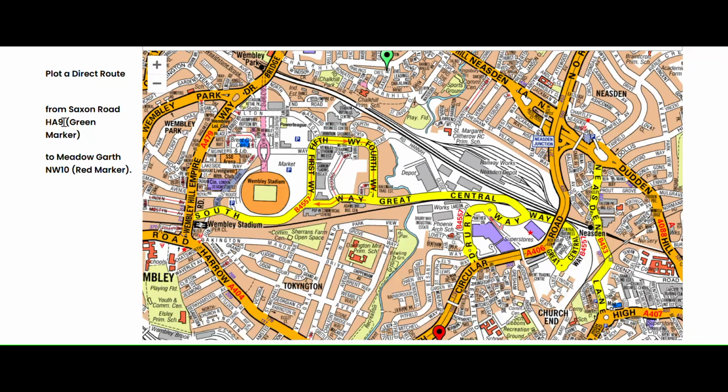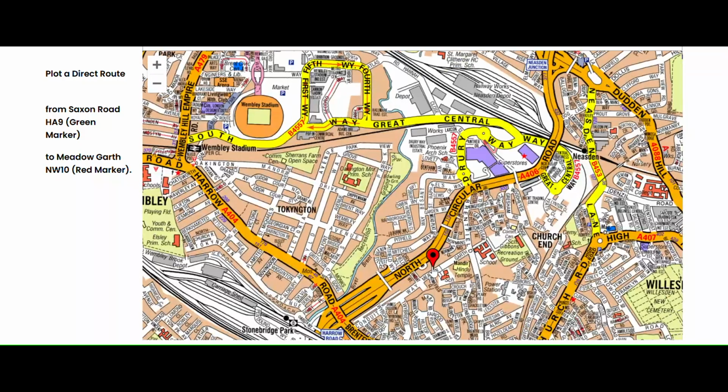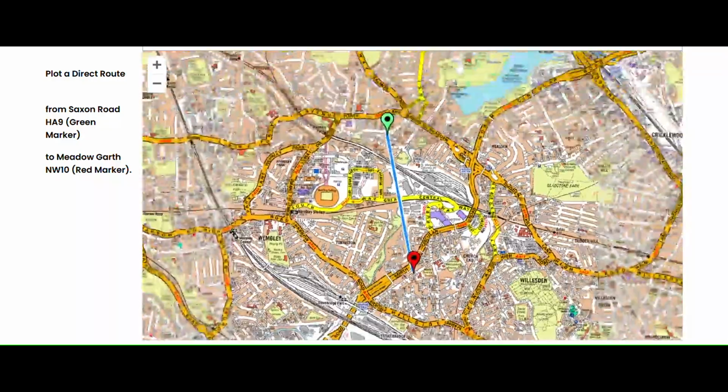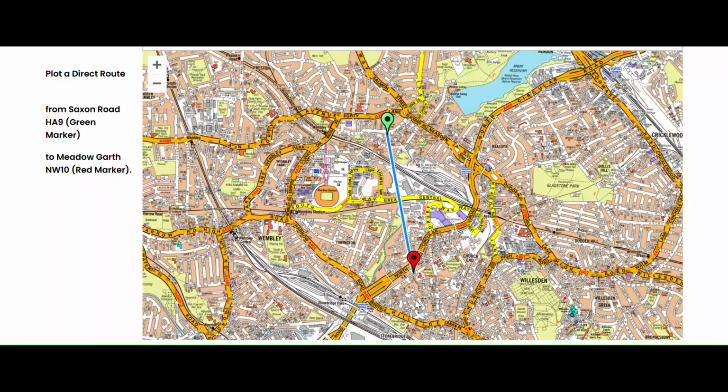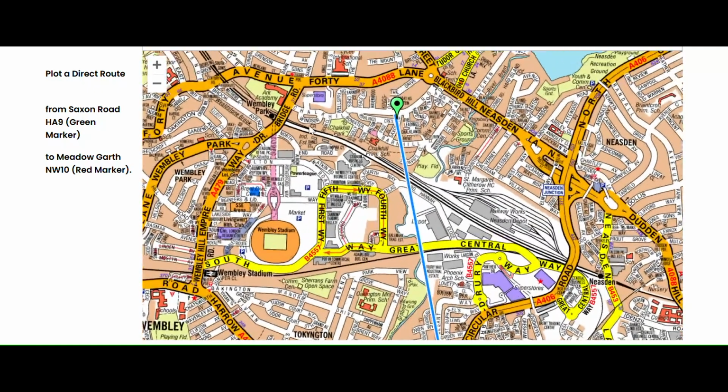Plot a direct route from Saxon Road to Meadow Garth. As always, we will begin by drawing a straight line from our green marker to red marker. This line helps us plan our route. It helps us to find the most direct possible route. As soon as I drew this line, I couldn't help but notice this network of railway lines.